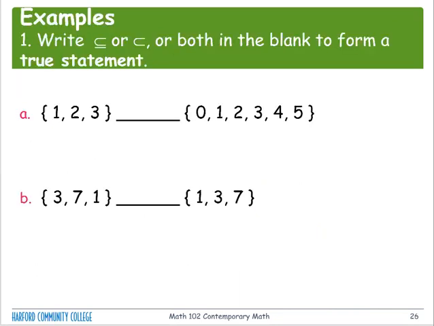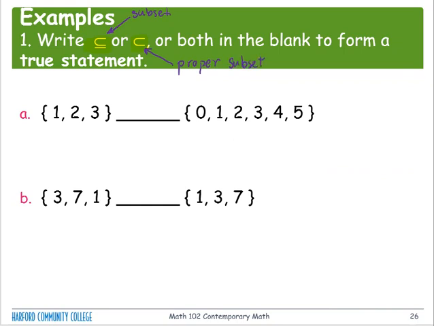For this example, we're going to write the notation for subset and proper subset. So I'm going to put a note here. This one is for subset in general, and this symbol is for proper subset. So that means the set on the left of this symbol must be smaller than the set on the right side of this symbol or notation.